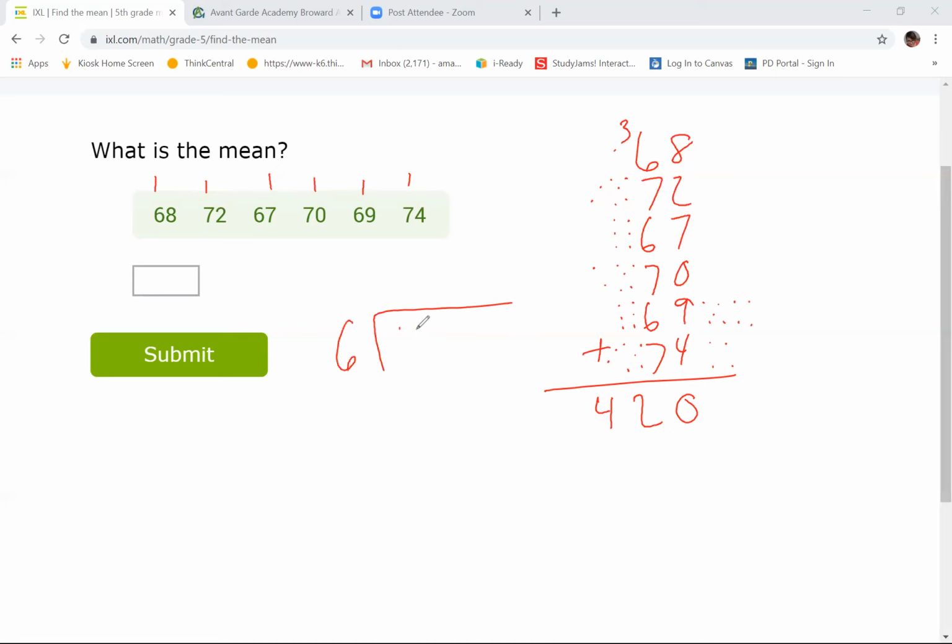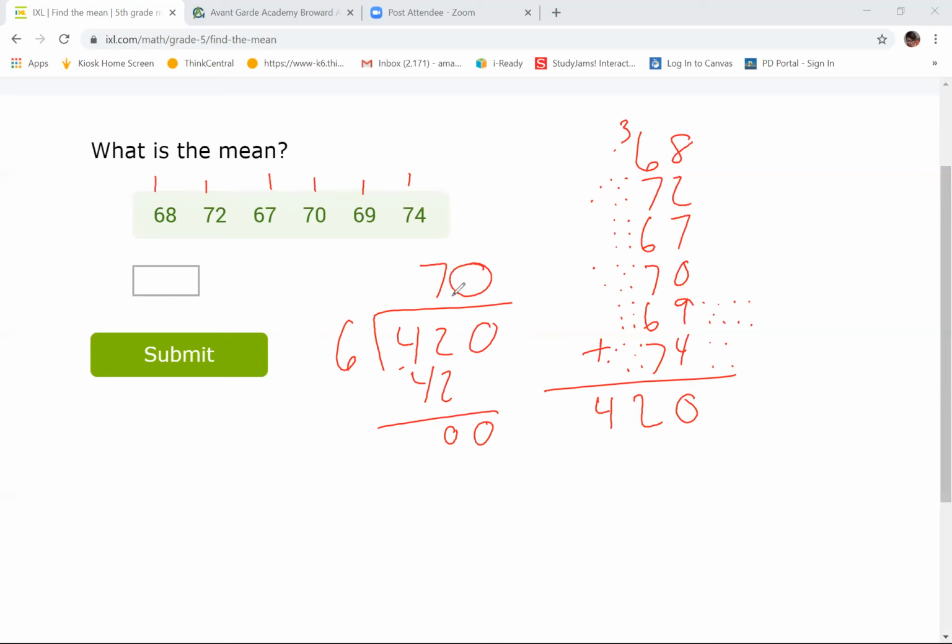6 goes into 420. Ooh, I can see the answer already. 7 times 6 is 42. And now, that's a 0. I bring down my 0. This can't be an empty space, so it has to be 70.